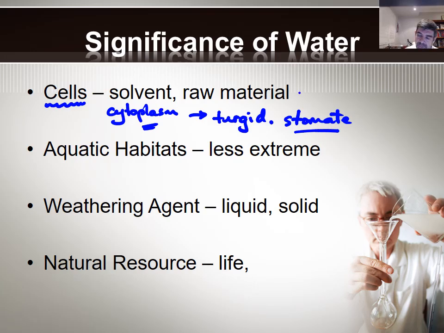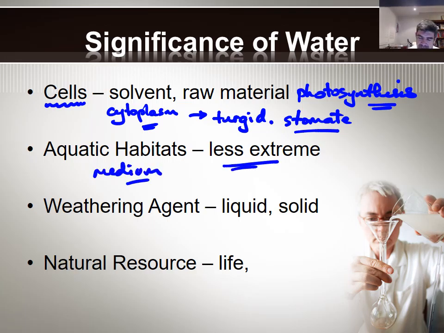Water is also an important raw material, particularly for the process of photosynthesis, which is carried out by green plants, and in cells that contain chloroplasts, we find that water is a very important raw material for the production of sugars. In aquatic habitats, water is fairly obvious here. Water is the medium in which they live. It's also something that is less extreme than terrestrial.